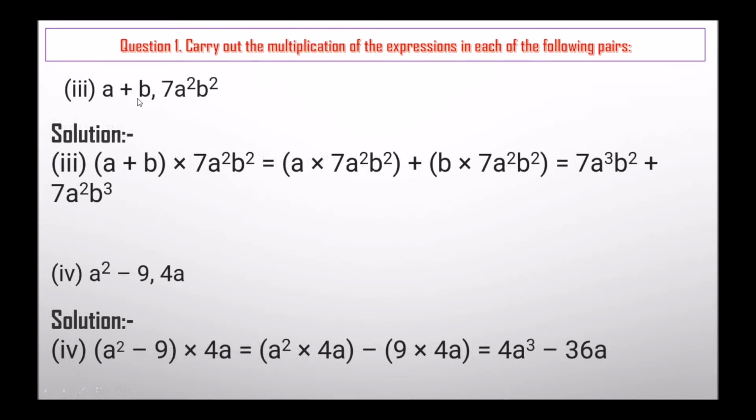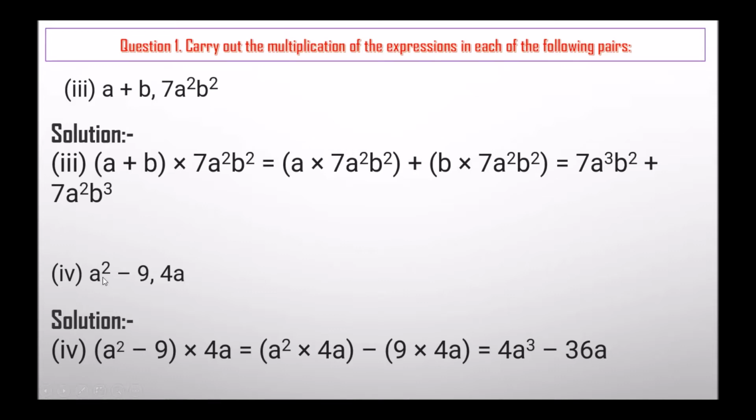a plus b, 7 a square b square. So first we will multiply a with 7 a square b square. So we will get a into 7 a square b square plus b into 7 a square b square. Here a, so this will become 7 a cube b square plus 7 a square b cube.